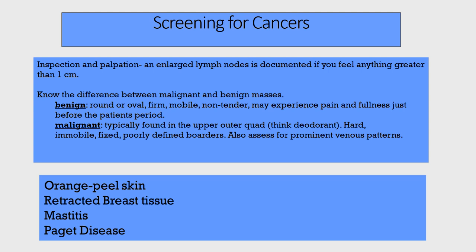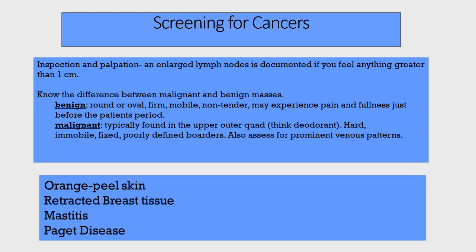It kind of feels like there's a little pebble under the skin if it's benign, but it's really stuck to the tissue, and it's not a perfectly round shape when it's the more serious kind that has malignancies. So this is something that we want to be able to know the difference between, and also we're assessing for any sort of prominent vein patterns, because if it's malignant, it needs a blood supply.